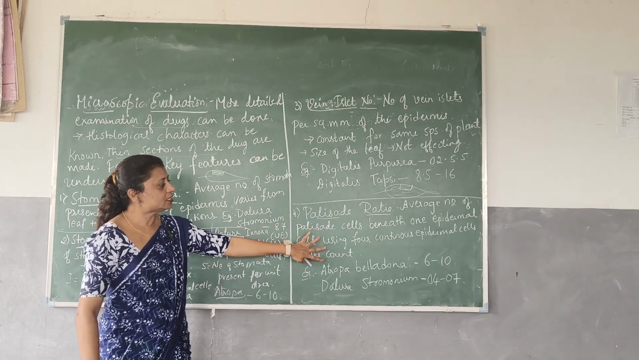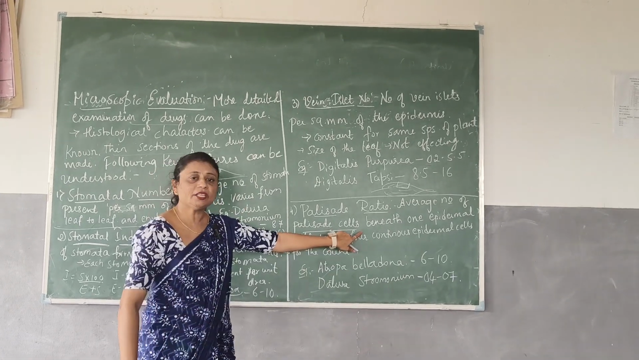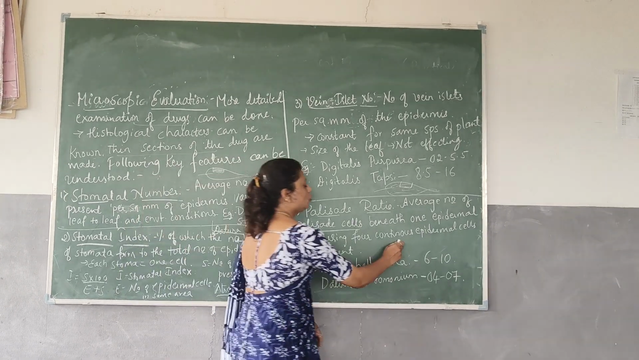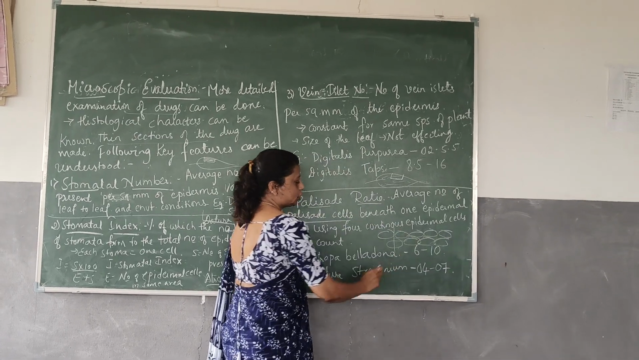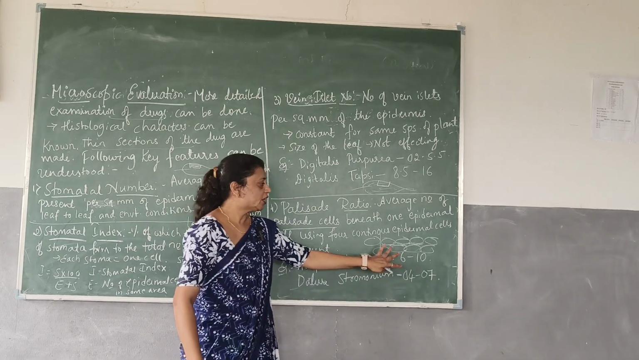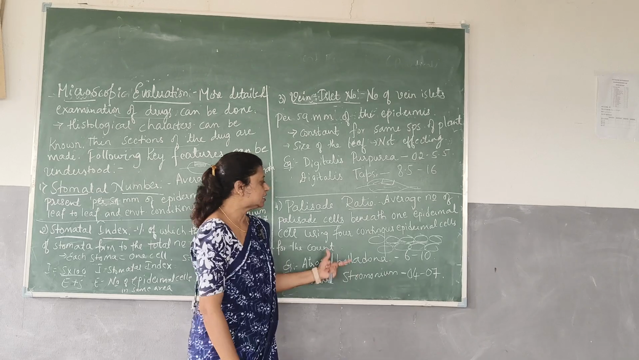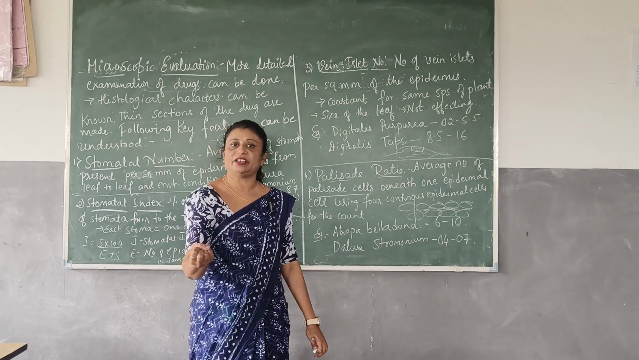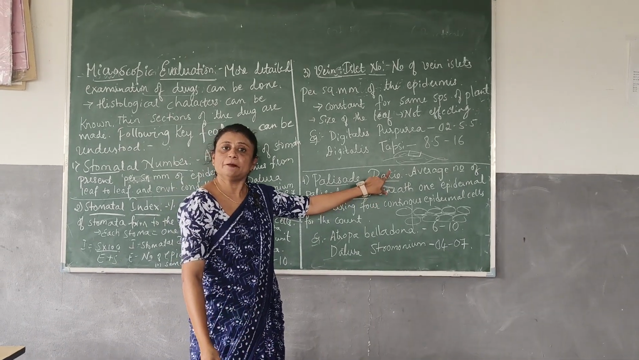The next is the palisade ratio. Palisade ratio means the average number of palisade cells beneath one epidermal cell, using 4 continuous epidermal cells. If you consider the epidermal cells here, these 4 epidermal cells, and the cells present beneath them, that is below, right? So the average number of palisade cells beneath one epidermal cell using 4 continuous epidermal cells. 4 epidermal cells will be considered here, and the cells present below those epidermal cells will be considered for the palisade ratio.